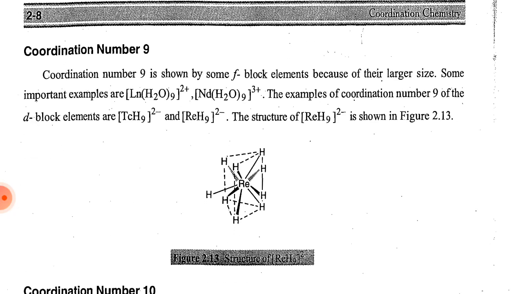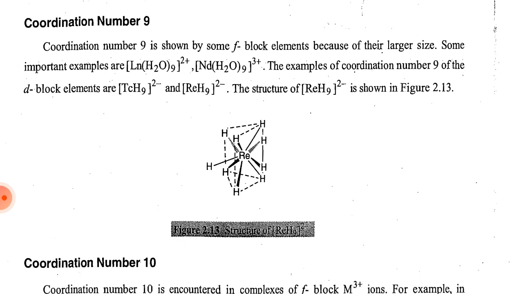Coordination number 9. Coordination number 9 is shown by some F block elements because of their larger size. So which kind of element shows coordination number 9? It is F block elements in a transition series, known because they are very big in size. Some important examples are [Ln(H2O)9]2+ and [Nd(H2O)9]3+. Examples of coordination number 9 for D block elements are [TcH9]2- and [ReH9]2-. The structure of [ReH9]2- is this. Coordination number 9 is also very rare because the central metal ion should be big enough to accept electrons from the 9 ligands. So most of the inner transition elements, F block elements, show coordination number 9.